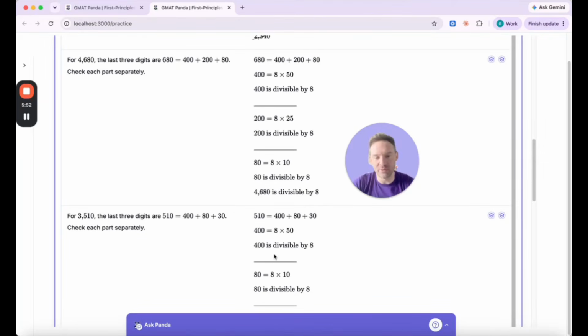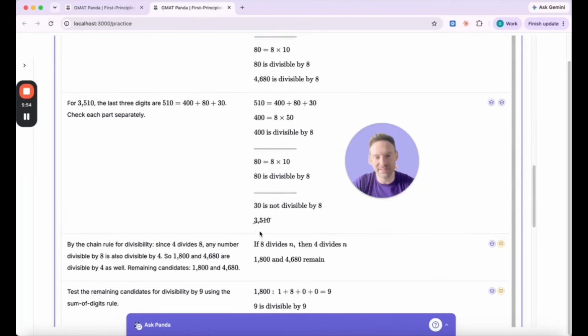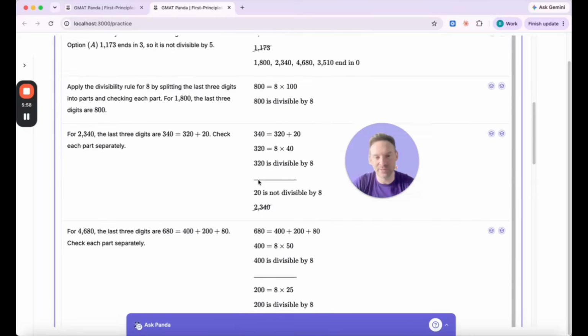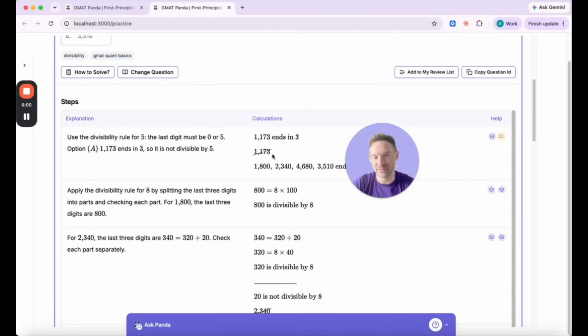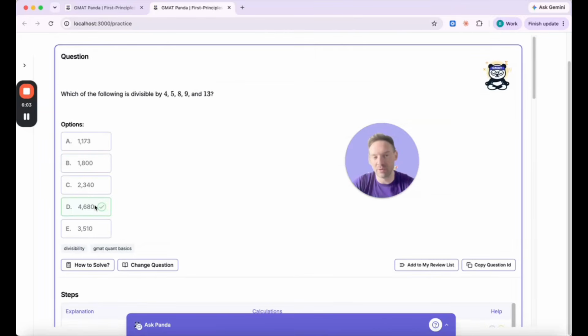So at this point, we've eliminated 3,510, 2,340, and 1,173. So we've only got D and E left, and we've checked divisibility by 8 and by 5. Right? So what are we going to do next? Well, 4, actually, we don't have to check that in detail.